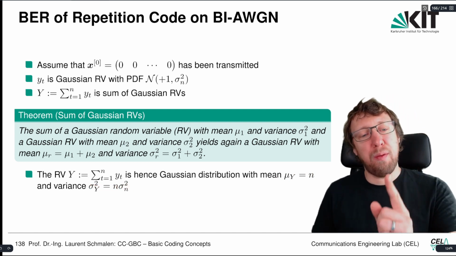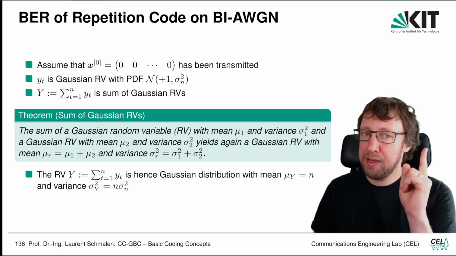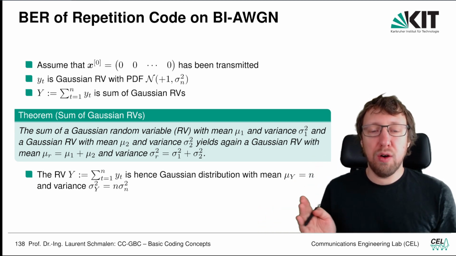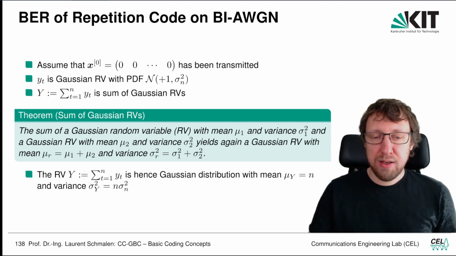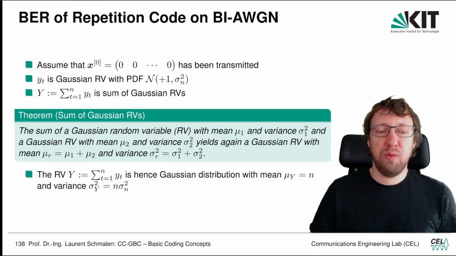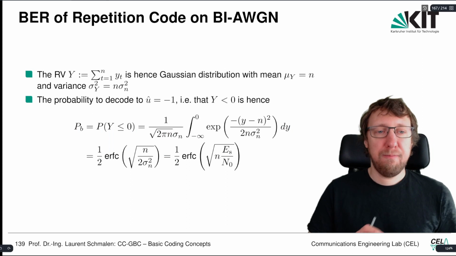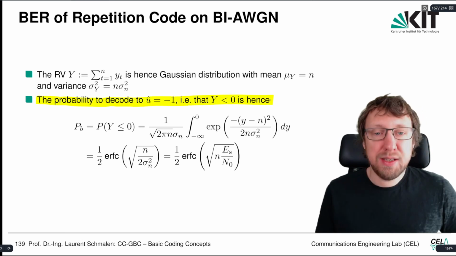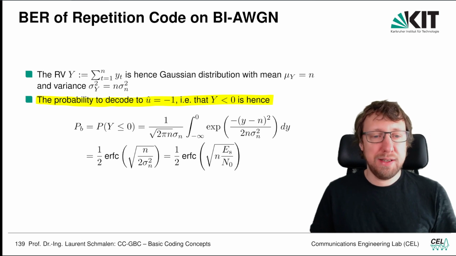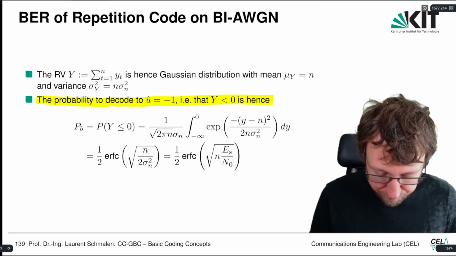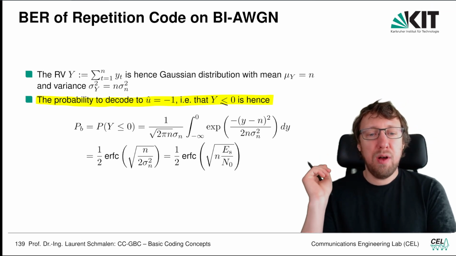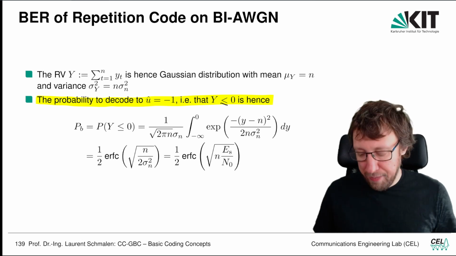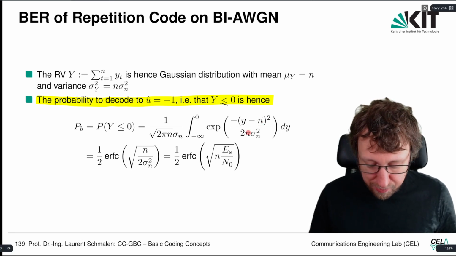And now we would like to know what is the probability that Y is negative. Because if Y is negative, we will decide to a 1, not to 0. That means we will make a decoding error. For a Gaussian random distribution, what is the probability that it is negative? This is something that we can easily calculate, and this is what we are going to do. That gives us our error probability. So the probability to decode minus 1 is the probability that Y is smaller or equal than 0. And this is just the integral over the Gaussian PDF with aforementioned parameters, so we have a mean of n and a variance of n times sigma n squared.